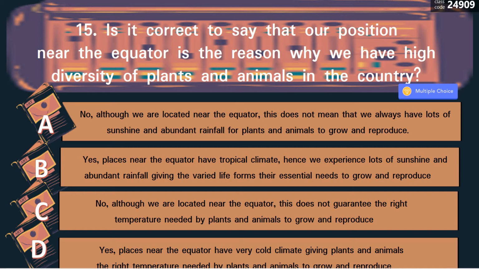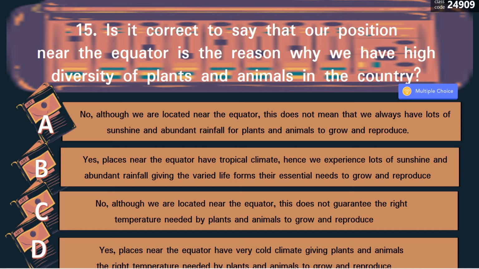It is correct to say that our position near the equator is the reason why we have high diversity of plants and animals in our country? Is it A? No. Although we are located near the equator, this does not mean that we always have lots of sunshine and abundant rainfall for plants and animals to grow and reproduce.